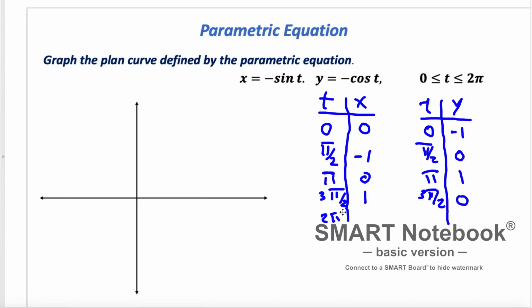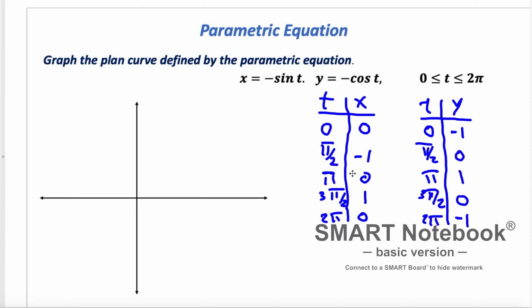And in 2 pi, I am repeating this point. In 2 pi, sine is going to be 0. And cosine at 2 pi is 1, but here is a minus, so minus 1. Those are enough points, I think, to graph this equation.